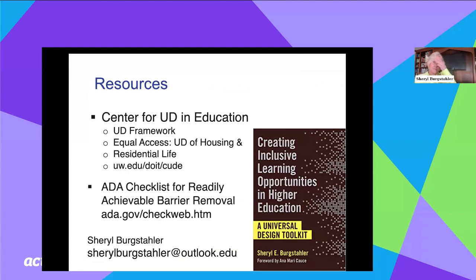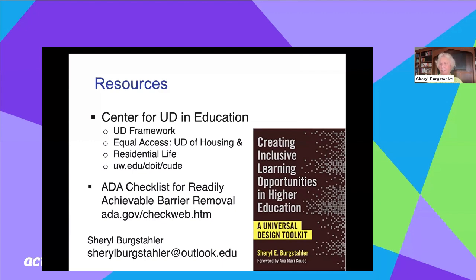On this last page, I have some resources. One points to the Center for Universal Design and Education that's hosted here at the University of Washington. It provides a universal design framework. It also is where you can find the Equal Access: Universal Design of Housing and Residential Life. The URL for that resource is uw.edu/DOIT/CUDE. This was the Center on Universal Design and Education. If you search for that, you'll find it as well.